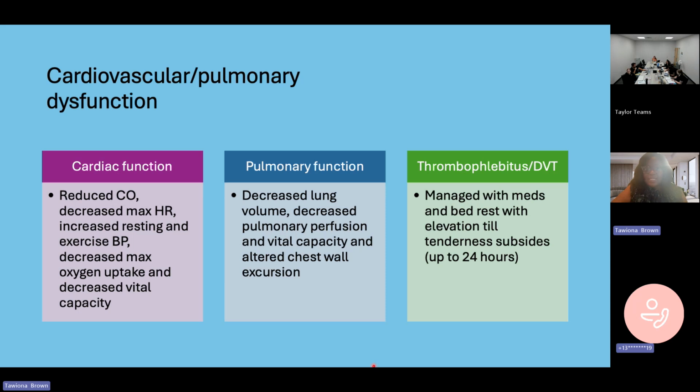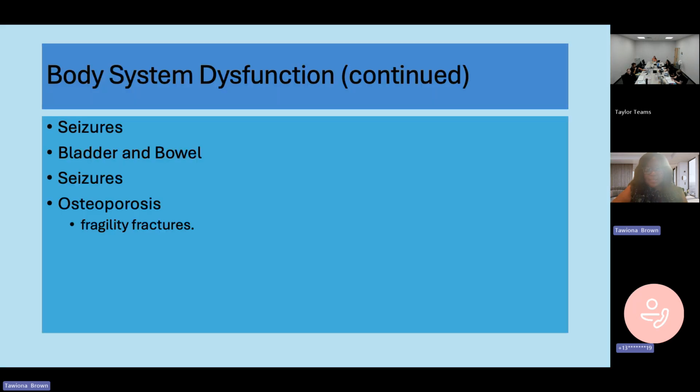And then other body systems that'll be affected are going to be bowel and bladder. Other issues that they might have are increased seizure activity. Osteoporosis is basically for that very severe bedbound person that's had a stroke. They end up getting fragility fractures when they move, especially if it's really severe and they've been bedbound for a long time.